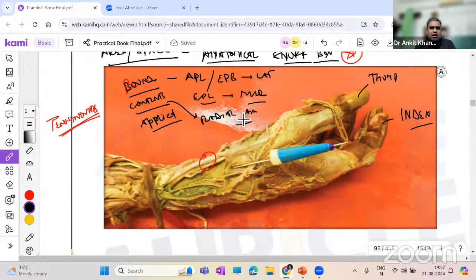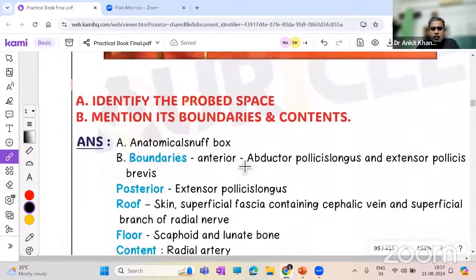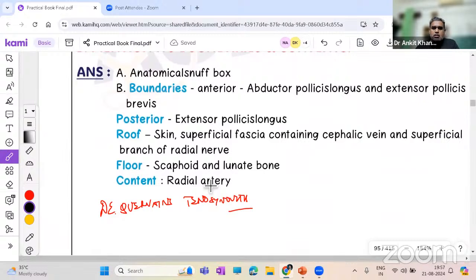Don't try to palpate the radial artery here. Radial artery is palpated in front, but then it rotates back and goes into the anatomical snuff box. Okay, the major content is radial artery. I'm sure this is what is written. Yeah, radial artery over here, and these are the boundaries. Anterior, or I told, the lateral boundary, and posterior or the medial boundary.